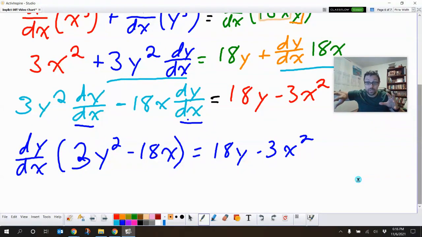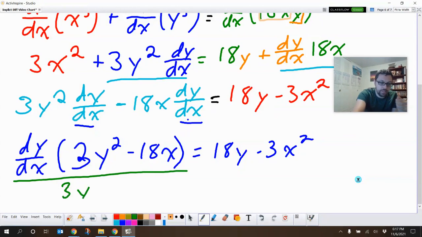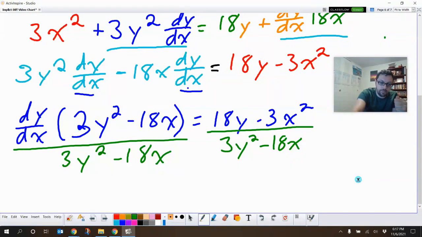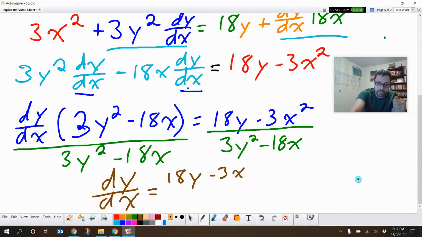What I like about this is now I've got just a dy/dx. It's got some junk attached to it. I can just divide that away. Nice. It's a bunch of stuff, but we can still divide it away. All right, so our final answer here is dy/dx equals 18y minus 3x squared divided by 3y squared minus 18x.